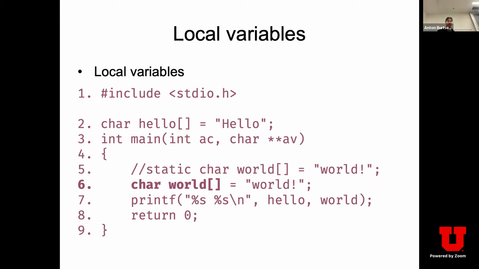Finally, local variables are the variables which you can declare within a function, without the static keyword, like just this wonderful world string. This variable will live only for the duration of the function, and it will be allocated on the stack, right? So we got this idea. Why are we doing this? Why do we need these local variables?